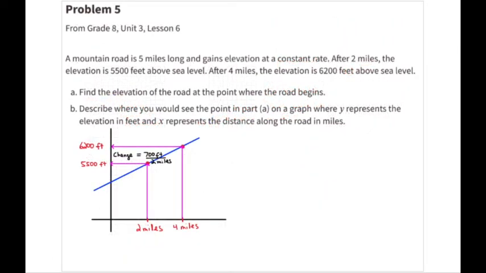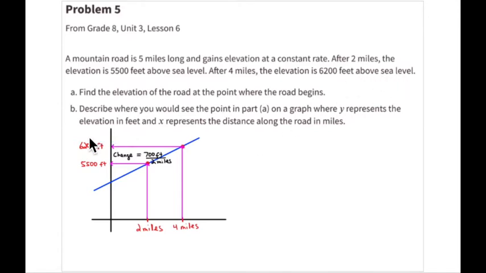This is problem number 5. In problem number 5, it says a mountain road is 5 miles long, gains elevation. It's the number of feet that it's going up above sea level. It gains elevation at a constant rate. After 2 miles, the elevation is 5,500 feet above sea level. After 4 miles, the elevation is 6,200 feet above sea level.